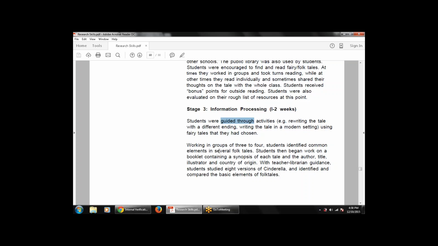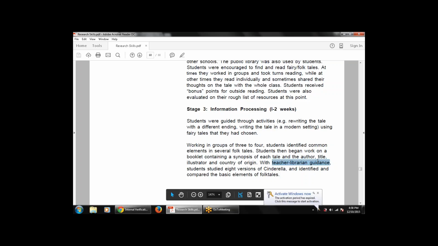Working in groups of 3 or 4, students identified the common elements in several folk tales. Students then began work on a booklet containing a synopsis of each tale and the author, title, illustrator, and the country of origin. So they work in a group of 3 to 4, identifying the common elements in the several folk tales.